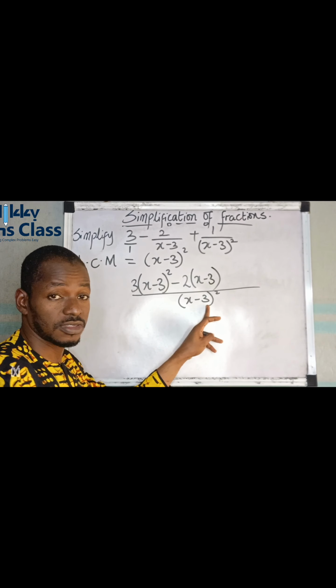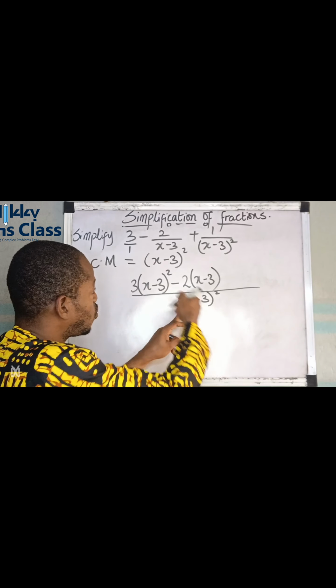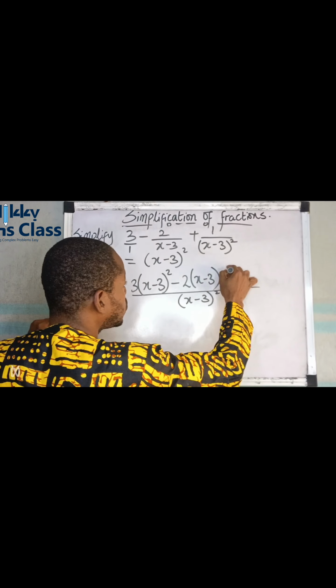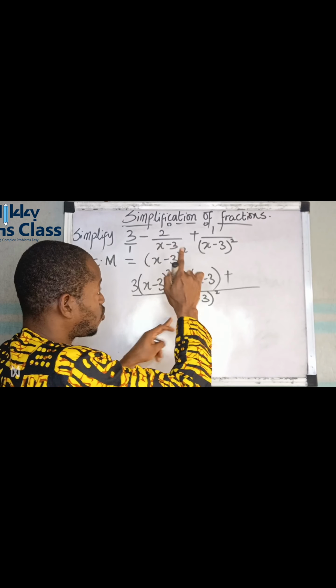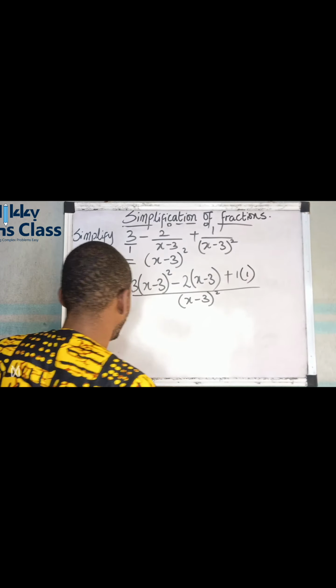Now, you know, (x minus 3) squared means (x minus 3) times (x minus 3). So one of these x minus 3 will cancel out. Now, plus (x minus 3) squared in this, it goes off. That's 1, so we have 1 times 1. So from there, let's expand.